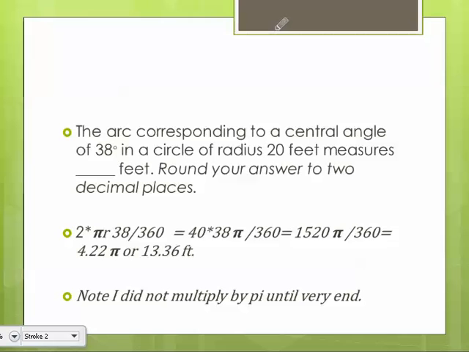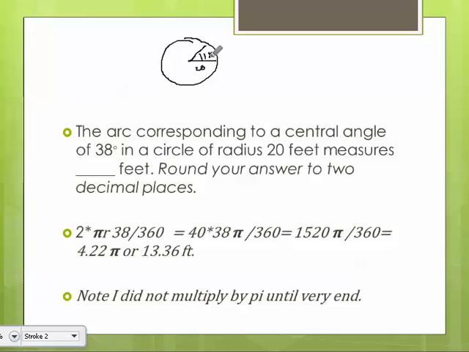Okay, you've got an arc corresponding to a central angle of 38 degrees. What does this mean? You've got a circle, and remember, we got our base angle here and our angle that goes up like this. So this angle is 38 degrees. It's got a radius of 20 feet. And they want me to find how long that arc is.